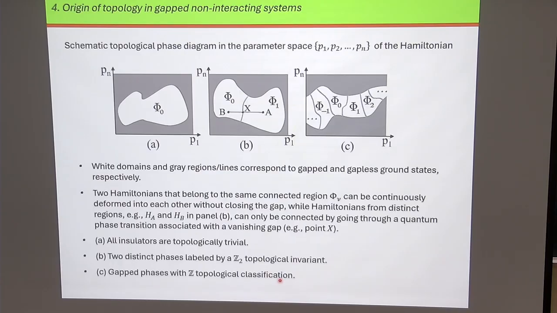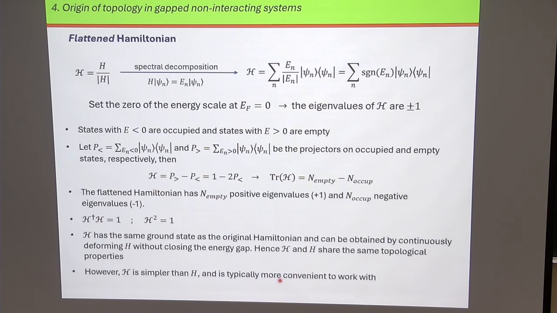So what is the idea of this flattening? Instead of working with H, you will work with a new Hamiltonian. The flattened Hamiltonian is just H divided by the absolute value of H. Of course, H is an operator, so to calculate this I will need to use a spectral decomposition. Then I can write this new operator in this form, with En the eigenenergies and Psi n the eigenstates of H. This essentially is just the sign of En, so I can rewrite this flattened Hamiltonian in this way. What is the advantage here?